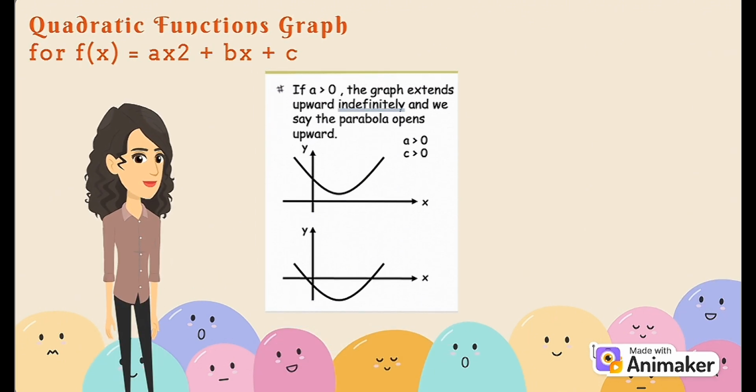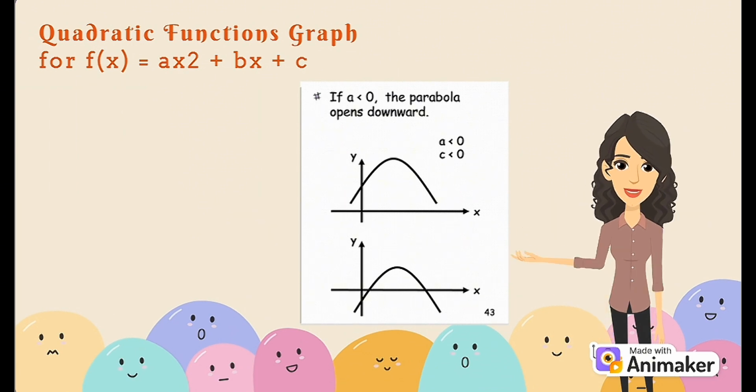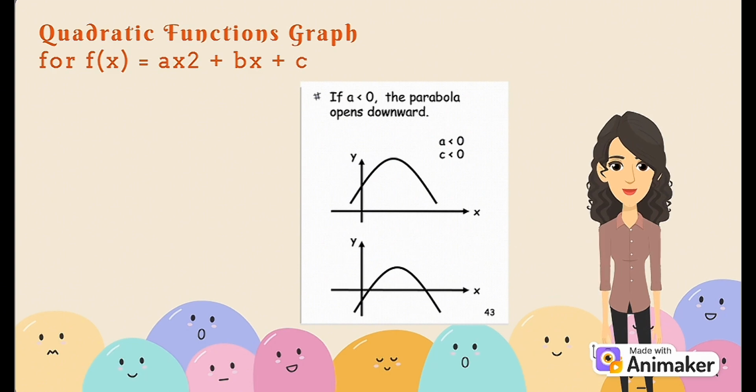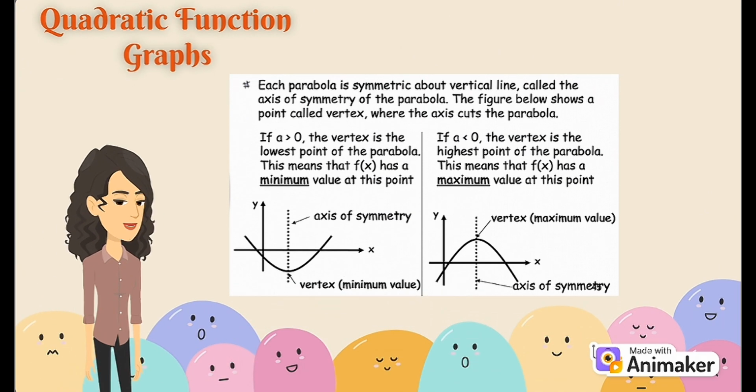If a is more than 0, the graph extends upward indefinitely and we say the parabola opens upward. And if a is less than 0, the parabola opens downwards. When the parabola opens downwards, it means that the coefficient a in the quadratic function is negative.